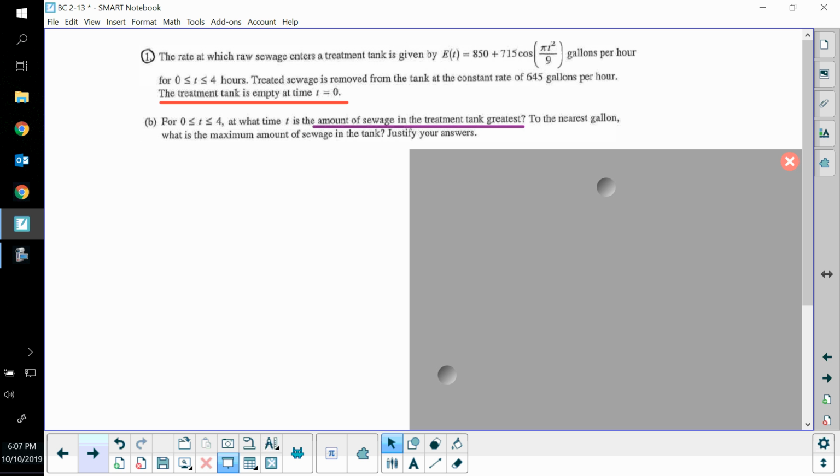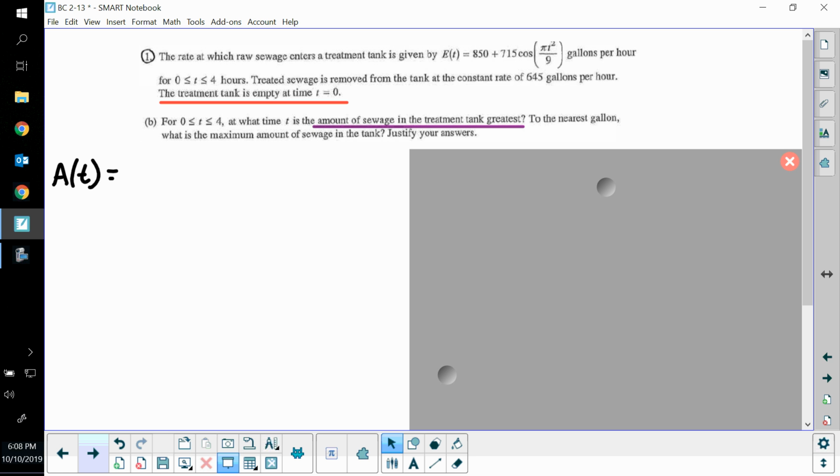So, to find out when the amount of sewage in the tank is the greatest, we need to take into account 3 things. We needed to take into account how much sewage started in the tank, which in this case, underlined in red there, was that it started with 0. We need to take into account the rate at which it is entering, and we need to take into account the rate at which it is leaving. So we are going to define a function for the amount of sewage that is in the tank. So we're going to call it A of t.